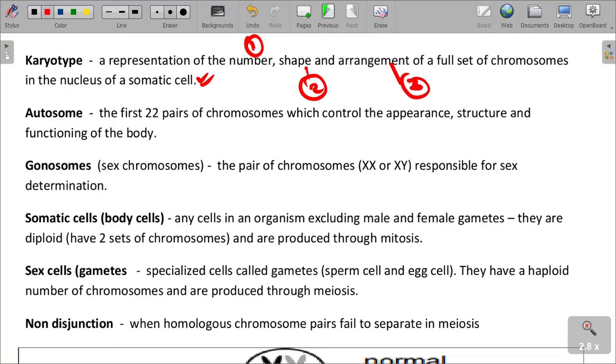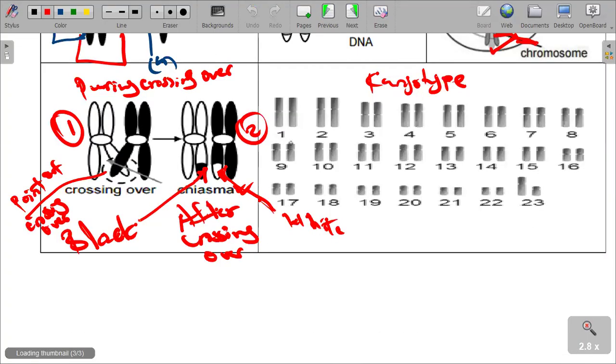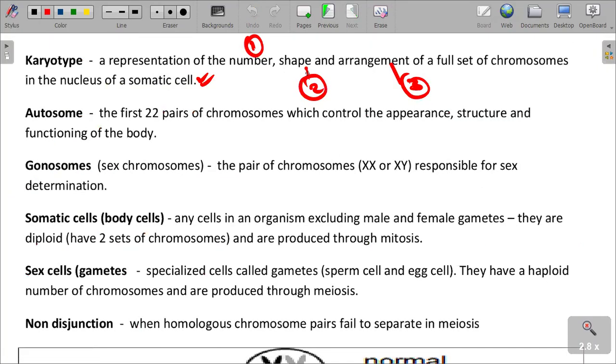As you can see, this is the karyotype that we are looking at. In terms of the number, how many are there? We have got 23 pairs. That is the number there. And then the arrangement: you can see we're going from number 1 to number 23. And then we're saying the number, the structure, the shape.